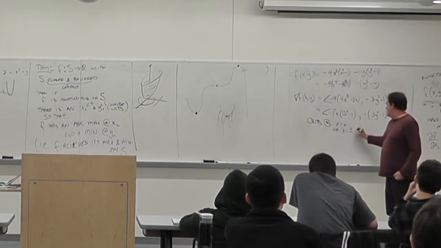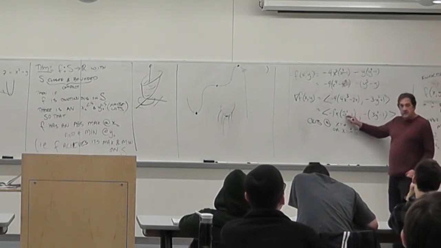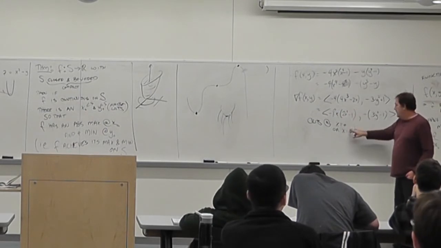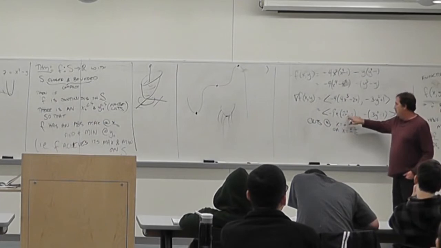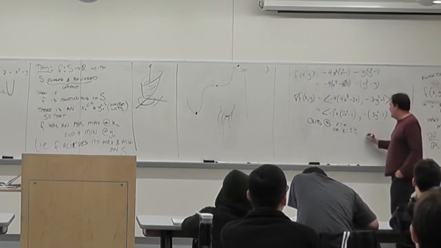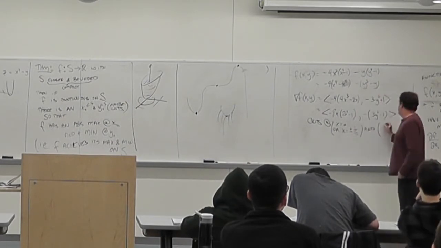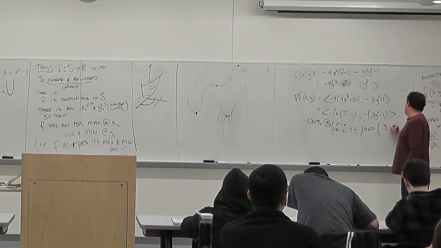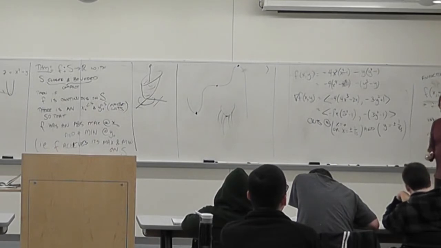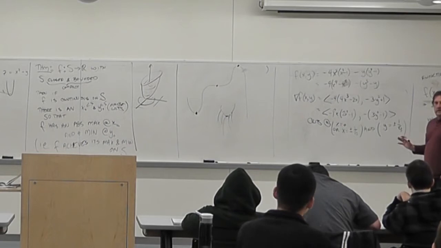Okay, so I get x is plus or minus 1 over root 2. Right? Because the square has to be a half in order to kill it with the 1. So I get either x is 0, or x is minus 1 over root 2, or x is plus 1 over root 2. And y is plus or minus 1 over root 3. So this means that I have 6 critical points.